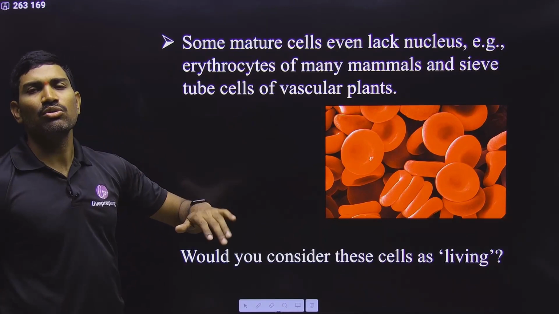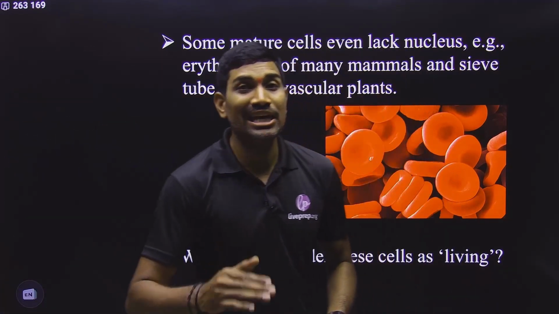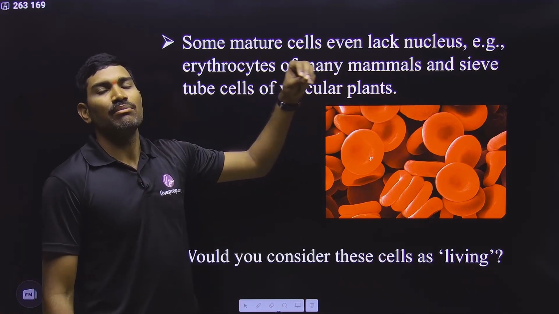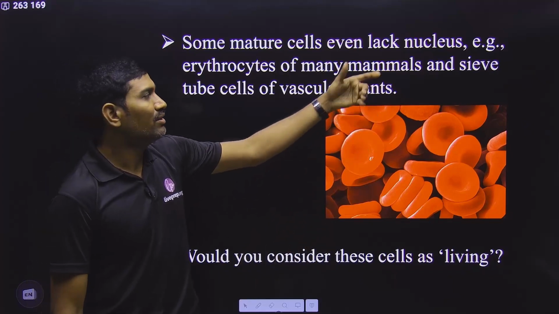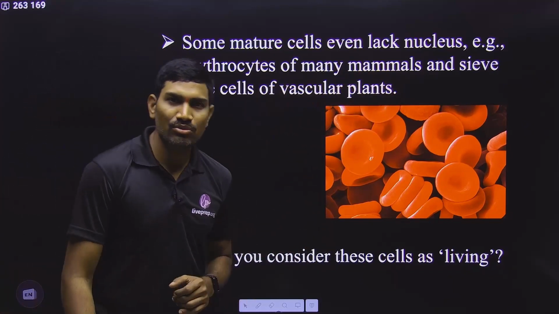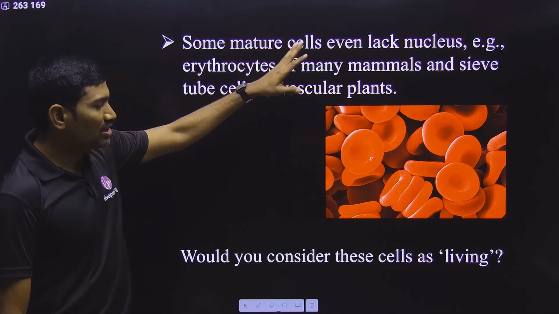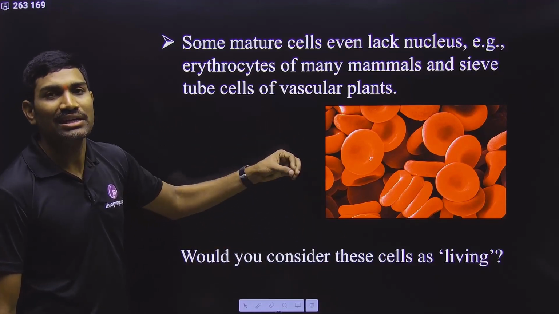Whereas some cells don't have a nucleus. When they mature, they lose the nucleus, and they are called enucleated cells. One important example is the mature RBC of the majority of mammals. Human mature RBCs do not have a nucleus, so these are called enucleated cells. But even though the nucleus is not present, we still consider them living cells, because living reactions are still taking place.